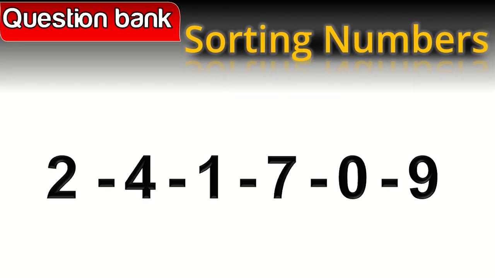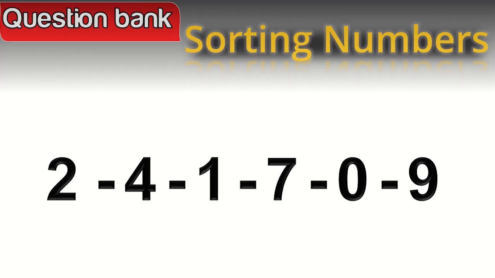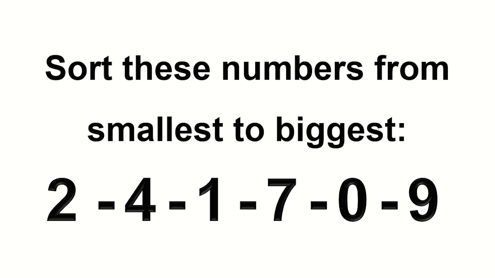So, here we have a sorting number problem and it asks us to sort these numbers from smallest to biggest. The numbers are written as below: 2, 4, 1, 7, 0 and 9, and it asks us to sort them from the smallest to the biggest number.